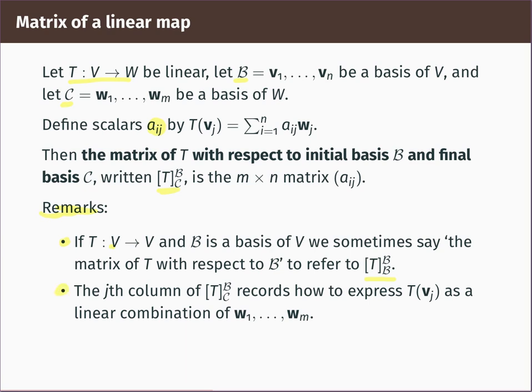And finally, a remark on the interpretation of this matrix. The jth column of the matrix of T with respect to initial basis B and final basis C records the scalars that you need to express T of vj as a linear combination of w1 up to wm. And that's the easiest way to remember what's happening when you're working with matrices of linear maps, and the easiest way to work them out. You can work them out column by column by working out T of each basis element in the initial basis, expressing it in terms of the final basis, and writing the coefficients you use in the columns one by one.